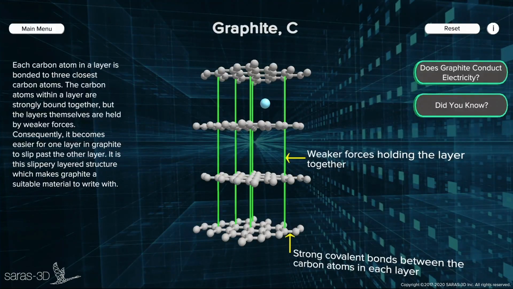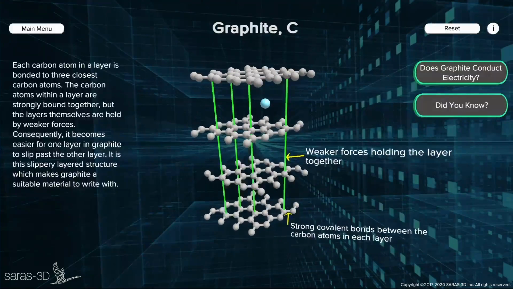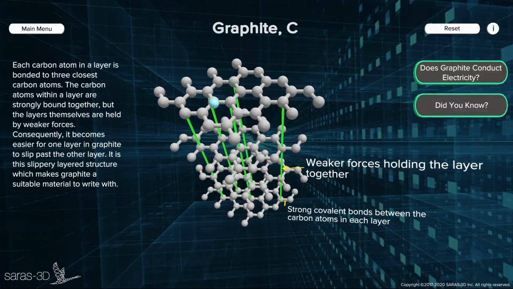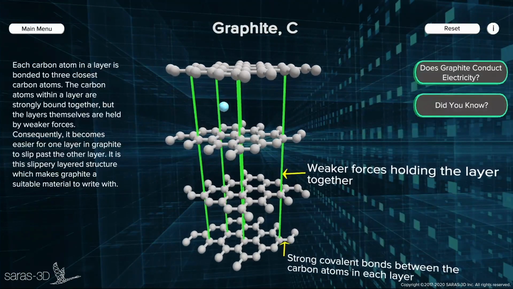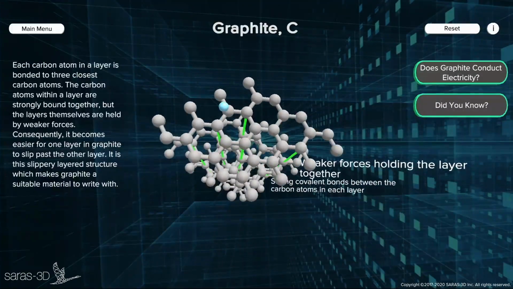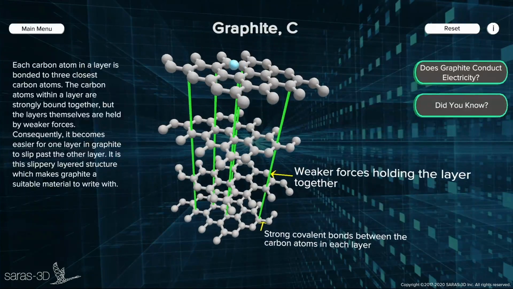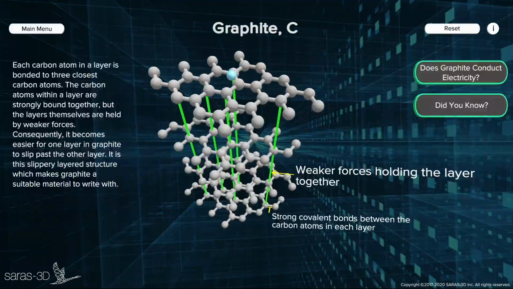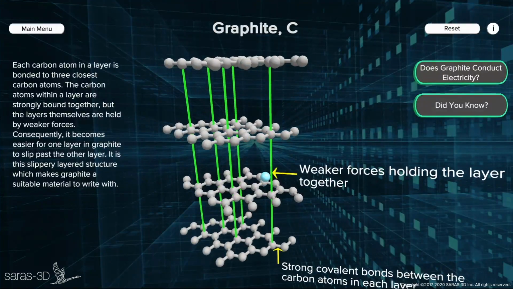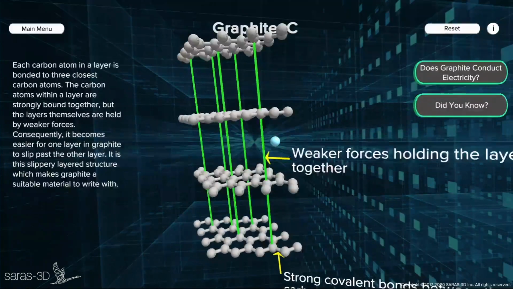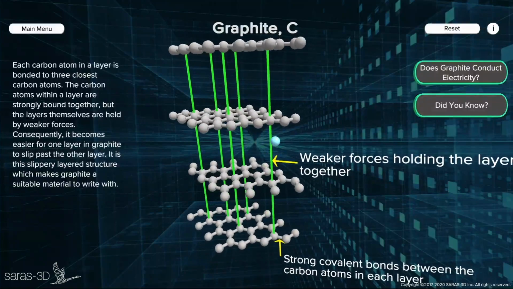Let's find it out. This is the structure of graphite that we see here, arranged in layers where each carbon atom in a layer can be seen bonded to 3 closest carbon atoms. Now, this results in planar hexagonal rings, as we can see here, that are arranged in layers one above the other. These layers are then stacked over each other. This gives us the layered structure of graphite.